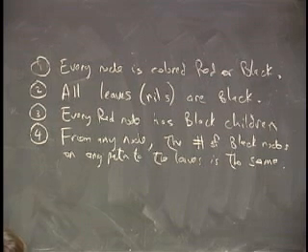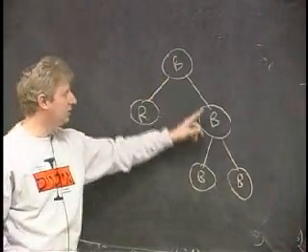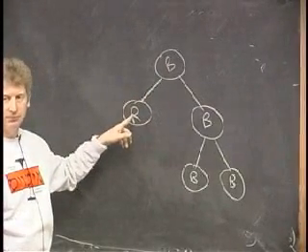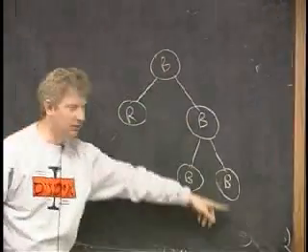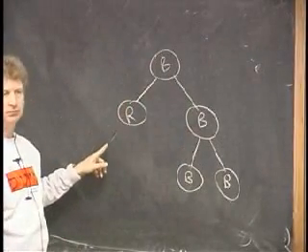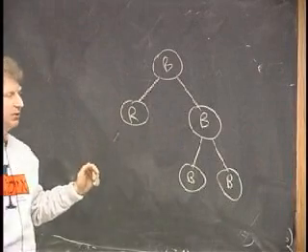All right, is that true here? Start from here. 1, 2, 3, 3 black nodes. Wait a minute, isn't that 4? Oh yeah, 4 including the leaves. 1, 2, 3, 4. 1, 2. That's not okay. That's not a red-black tree.